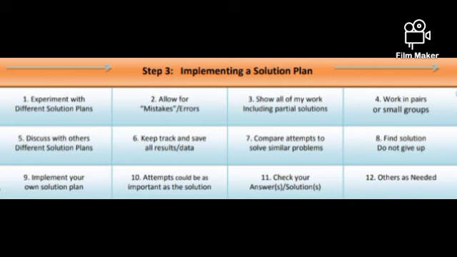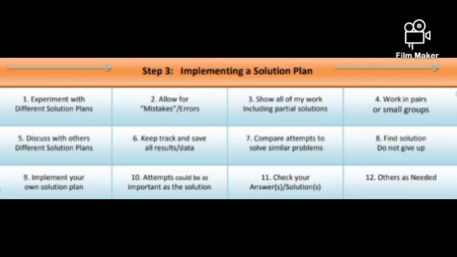Number four. As with the first two steps, understanding the problem and devising a plan to solve the problem, the fourth strategy for implementing a solution plan is to work in pairs or small groups.